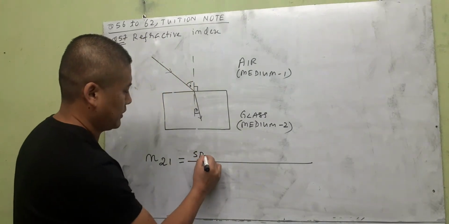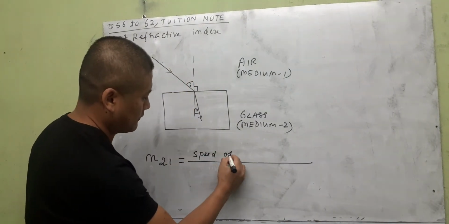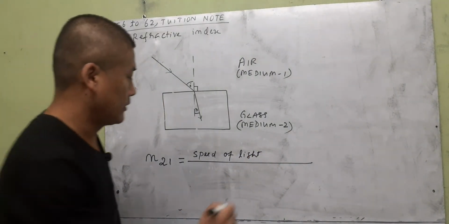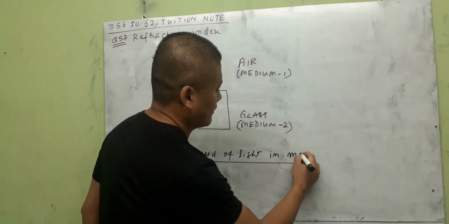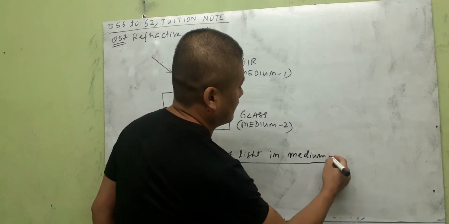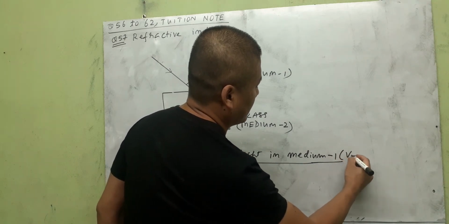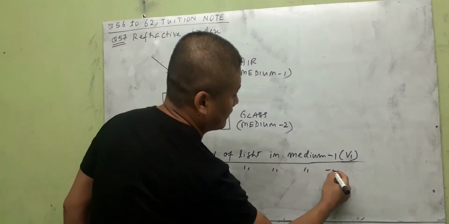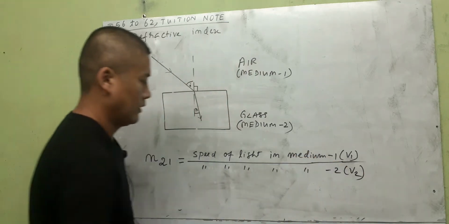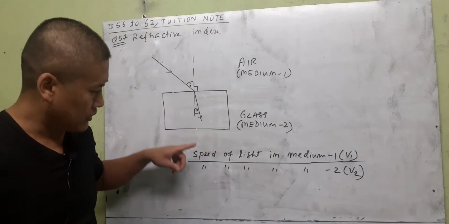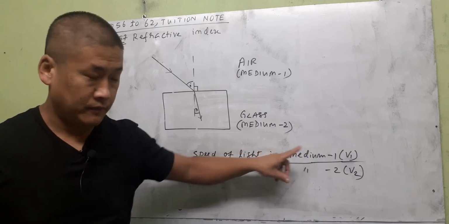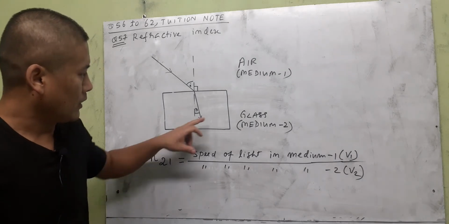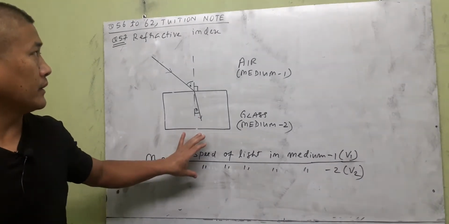the speed of light in medium 1, in the first medium, usually denoted by v1, divided by speed of light in medium 2, that is v2. So when you write the ratio of speed of light, it means speed of light in medium 1 divided by speed of light in the second medium, and that is called the refractive index of the second medium, glass, with respect to the first. So this is how you define refractive index.